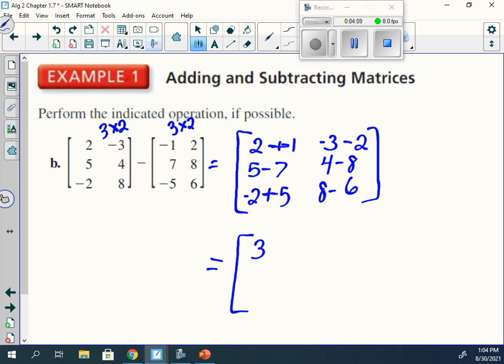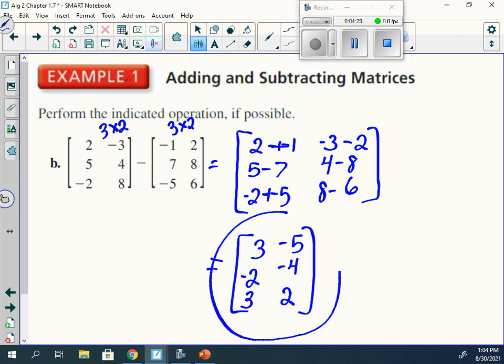So 2 plus 1 is 3. Negative 3 minus 2 is? 5 minus 7 is? 4 minus 8 is? Negative 2 plus 5 is? And 8 minus 6 is? And that's it. That's all we have to do with this here. Any questions on this here? All right, let's look at the next one.